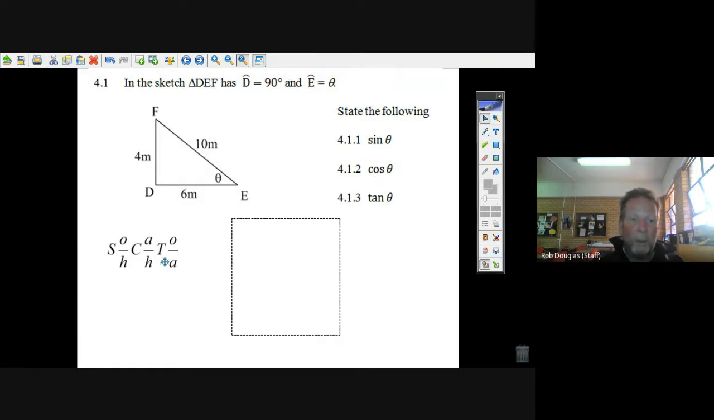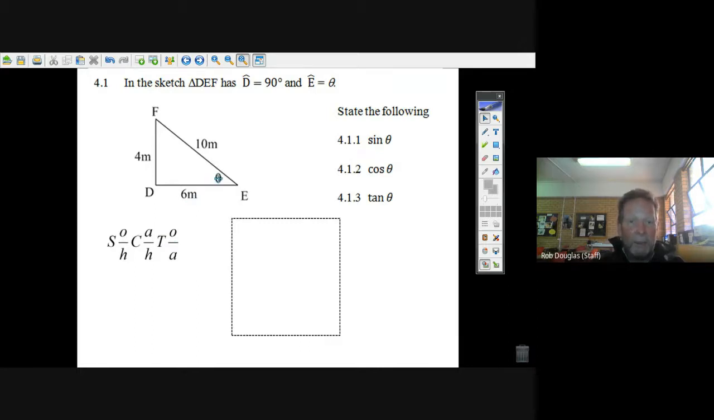We know that the sine is the fraction opposite over hypotenuse, the cosine adjacent over hypotenuse, and the tangent opposite over adjacent. You're not given this SOHCAHTOA. You've got to remember it, write it down, because that's how you build trigonometric functions, trig fractions. So let's just get started.